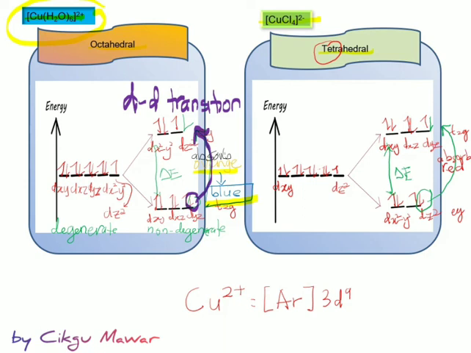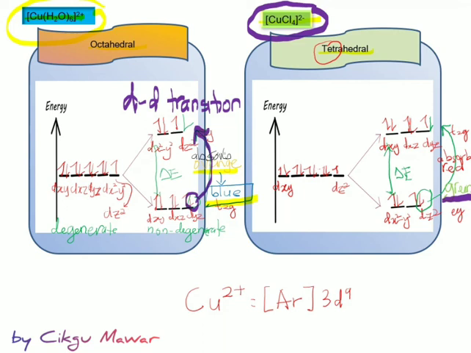And what is the complementary of the red color? We can see that it will appear as a green color. That's why for the tetrachlorocuprate(II) ion, it appears as a green complex.